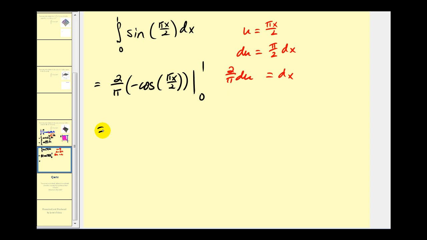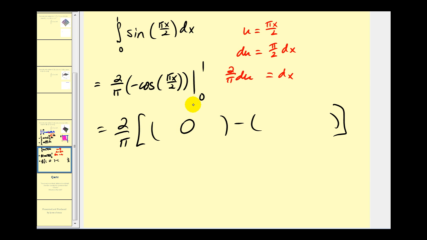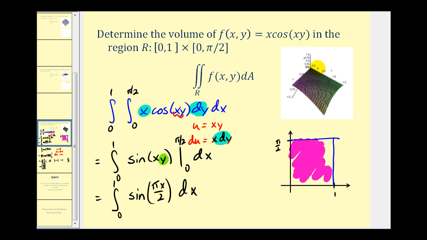Let's see what this gives us. When x is equal to 1, we have negative cosine of pi over 2. Well, cosine pi over 2 is 0. And then the cosine of 0 would be 1, but notice we have a negative sign there, so it's negative 1. So we end up having pi over 2 times positive 1, which is just pi over 2. So this would be the volume under this surface over this region in the xy plane.